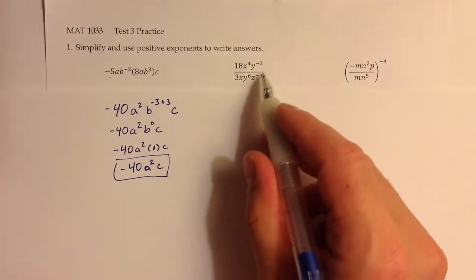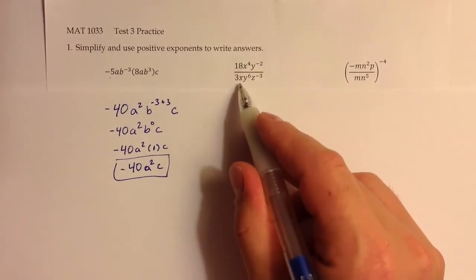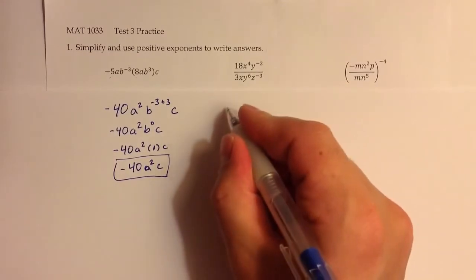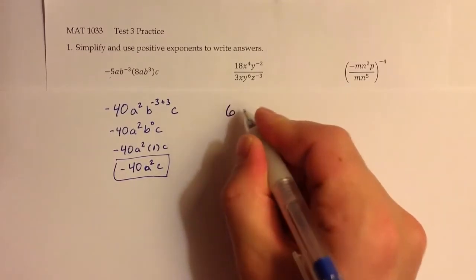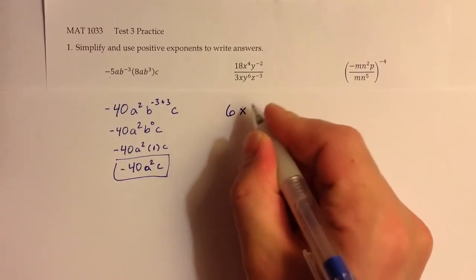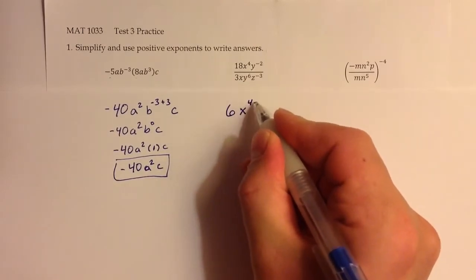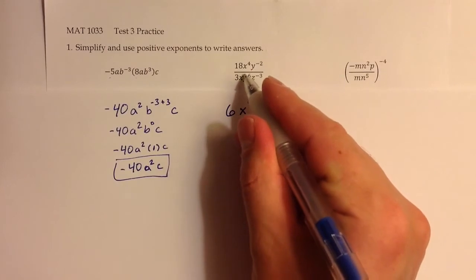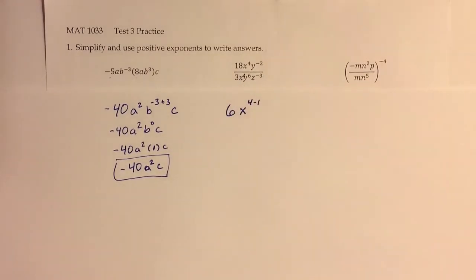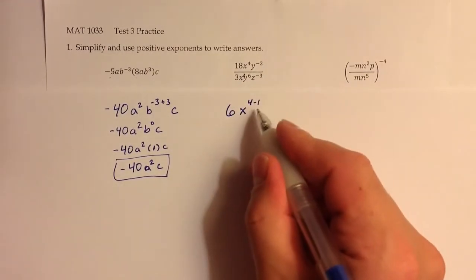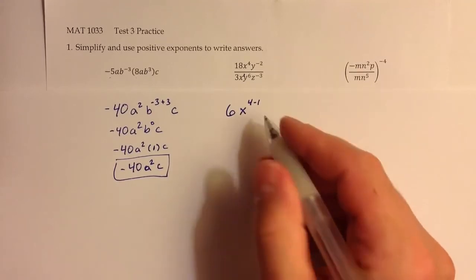In the next problem we have a quotient, so we're going to divide the coefficients and we get 6, and we're going to subtract the corresponding exponents. So we have x to the 4th in the numerator, and I can subtract x to the 1st power from the denominator, so I can subtract 4 minus 1.